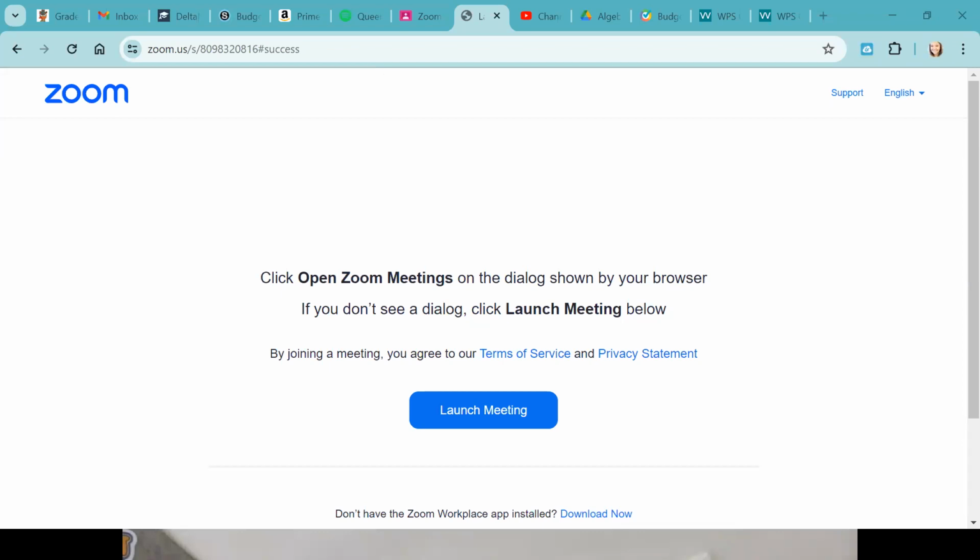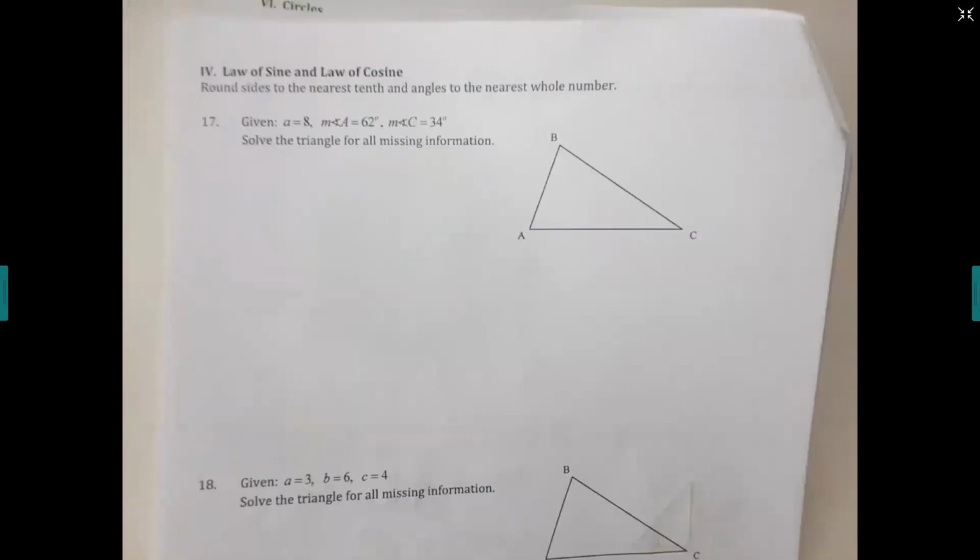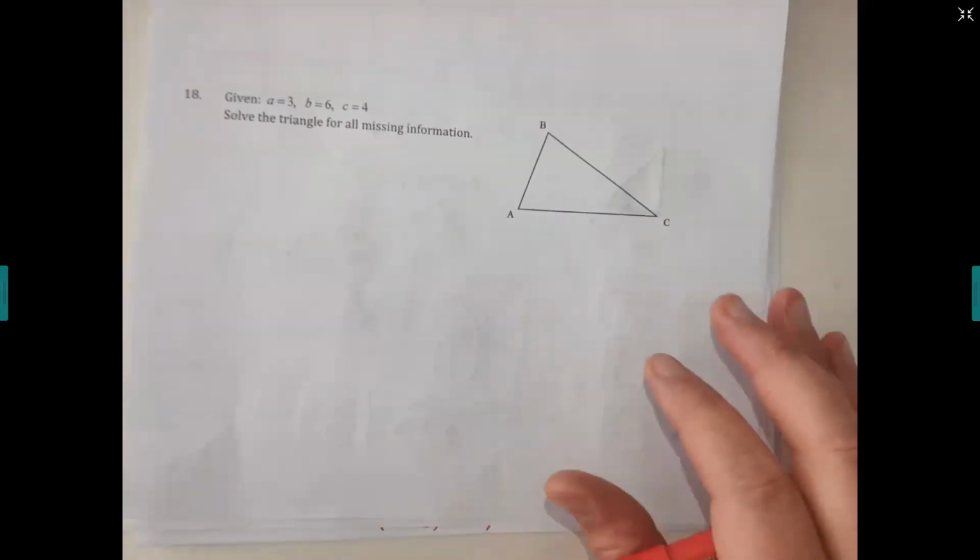All right, guys, we are going to move on to the next section of your semester exam review. So we've already worked through sections 1, 2, and 3, which puts us on section 4, law of sines and law of cosines. So for this first question here, let's do 18, and then we'll do some from the next page as well.